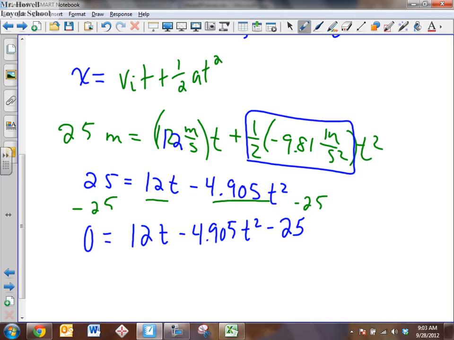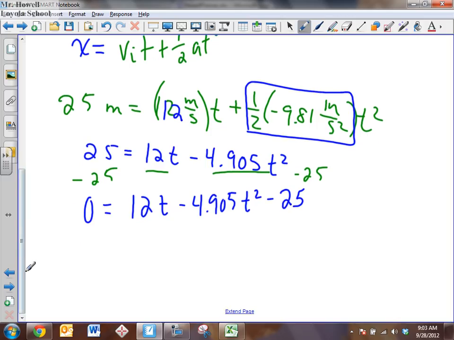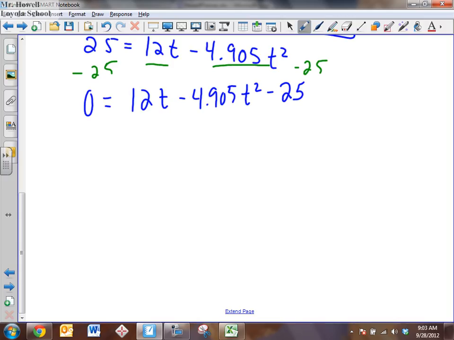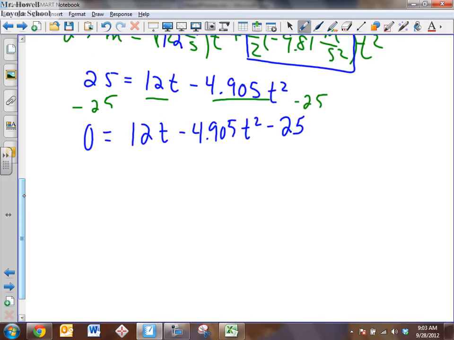But take a look. Is the equation in the correct order? What should be first? The square term should be first. So at this point in time, we have 0 equals negative 4.905 t squared plus 12t minus 25. Okay? And now it's a quadratic. Now it's a quadratic, Tom.